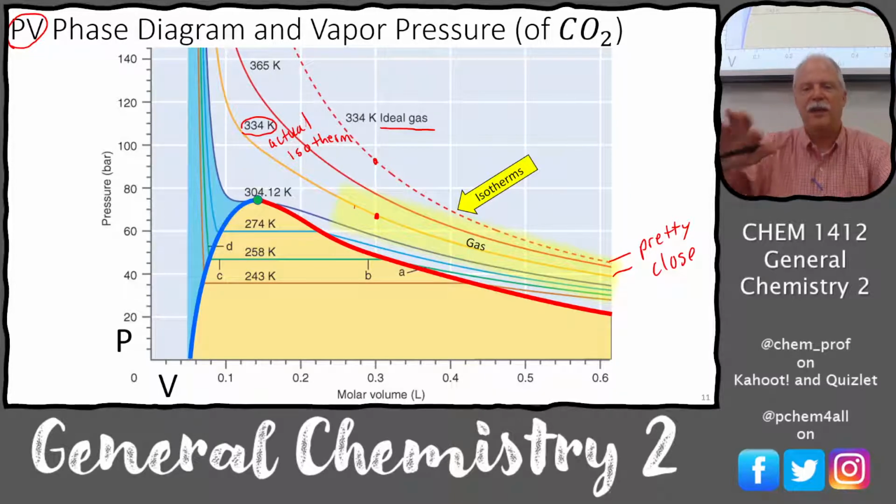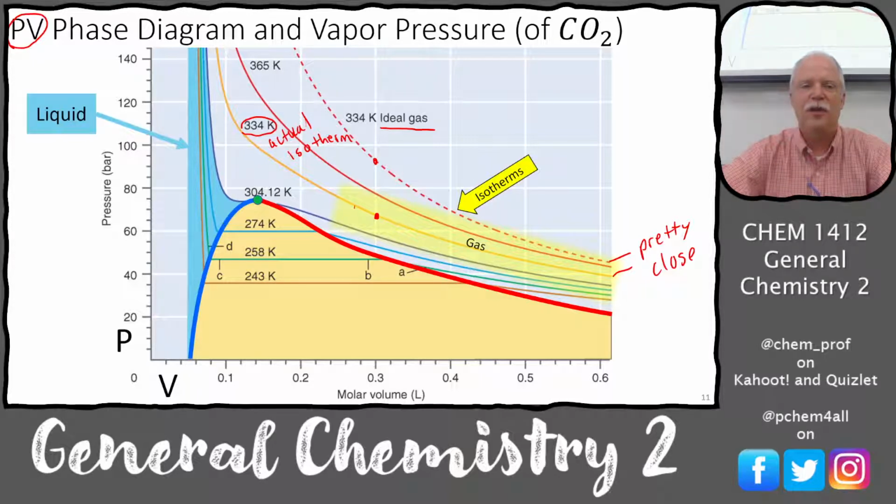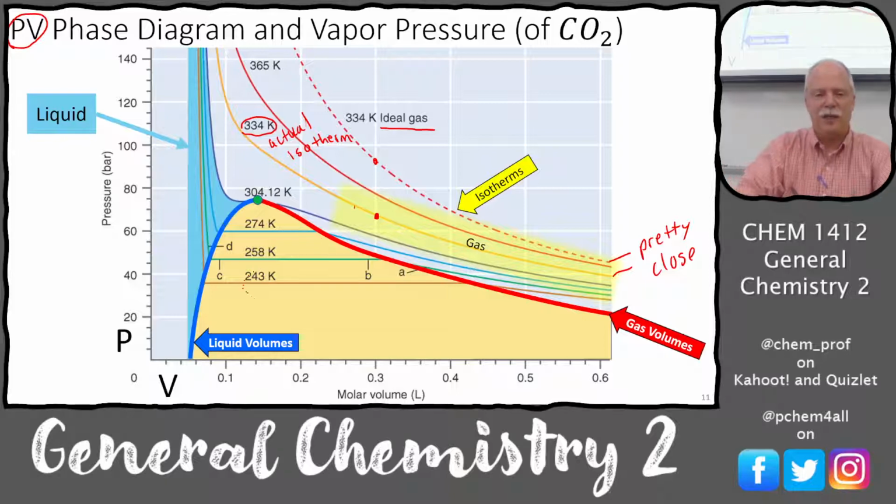Okay, so this region out here to the right, the large volumes, lower pressures, that's the gaseous region. Over here on the left is the liquid region, so it's kind of color-coded for you. And now this has this really strange curve in the middle. This is the gas volume and the liquid volume, and this is the vapor-liquid equilibrium region.